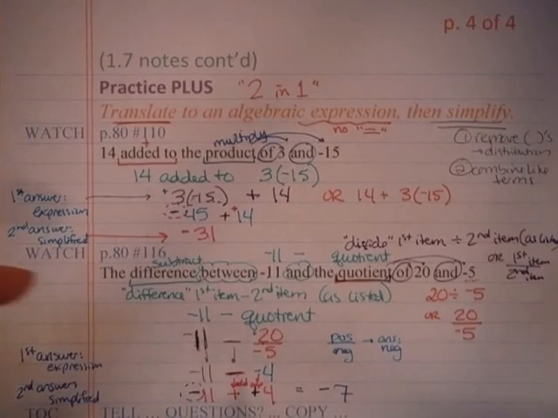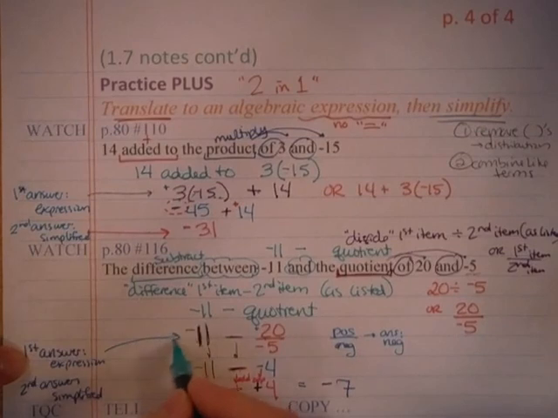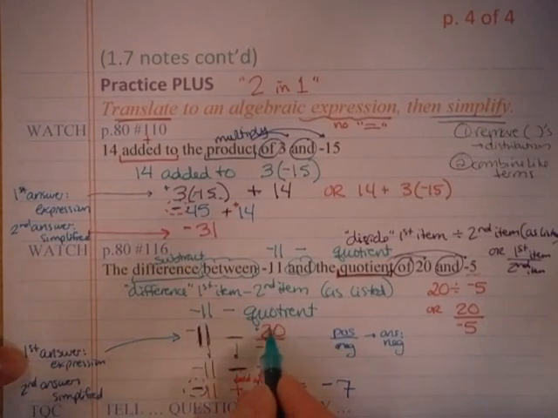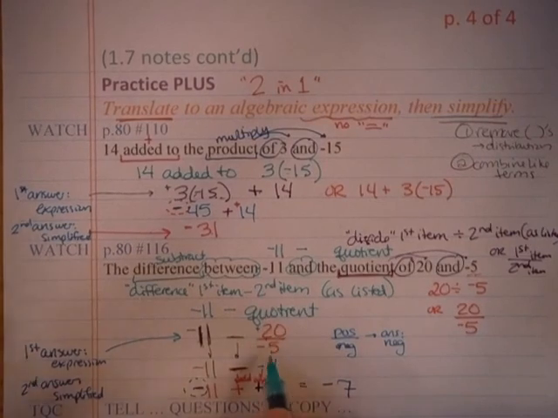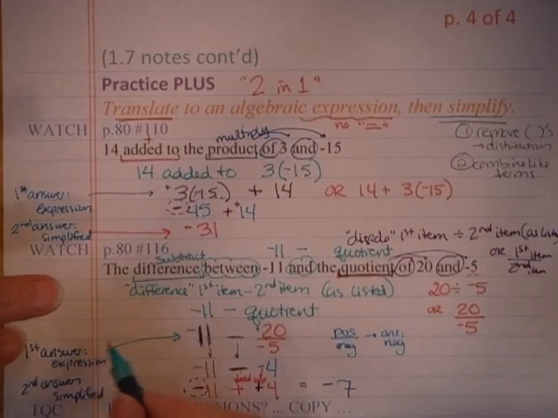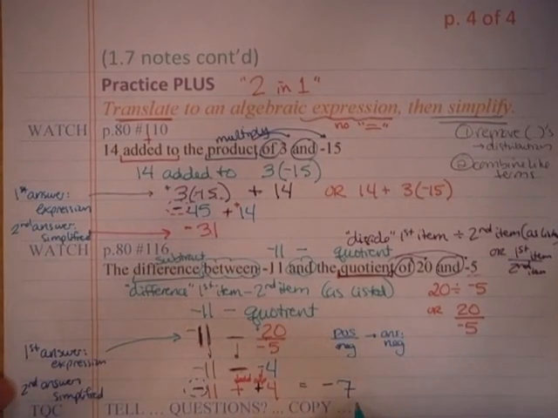So we came up with our expression. Our answer for the first part is negative 11 minus 20 over negative 5. I know it feels kind of funky maybe having the bigger number on top and the negative sitting down there with the bottom. We don't see that very often. But again, that's the translated expression. Then you can work to simplify it and come up with your final answer here of negative 7.